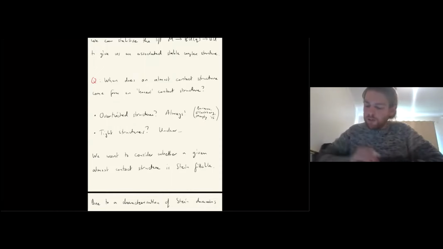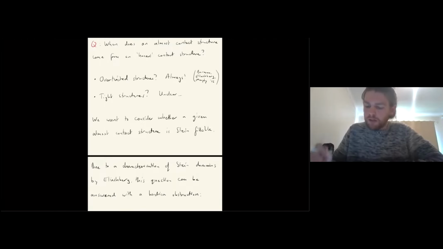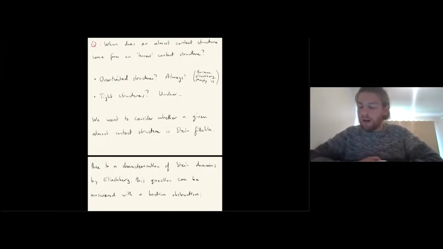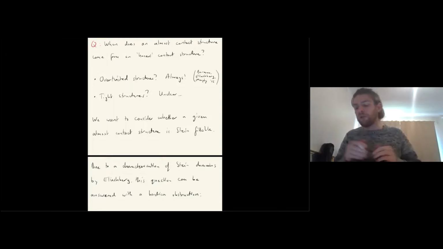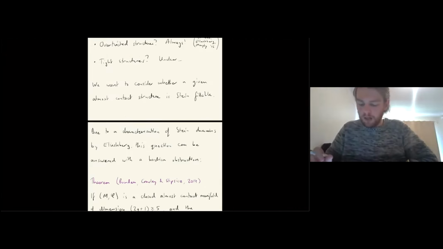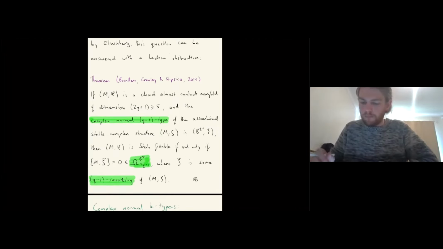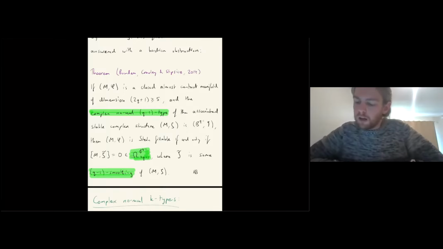But for tight structures, it's, as far as I know, not clear whether these always come from tight contact structures or not. So one question you might ask is, you pick a specific type of tight contact structure, which is a Stein fillable one, and say, okay, is a given almost contact structure Stein fillable? And this is the question that Bowden, Crowley, and Stipsicz tackled.